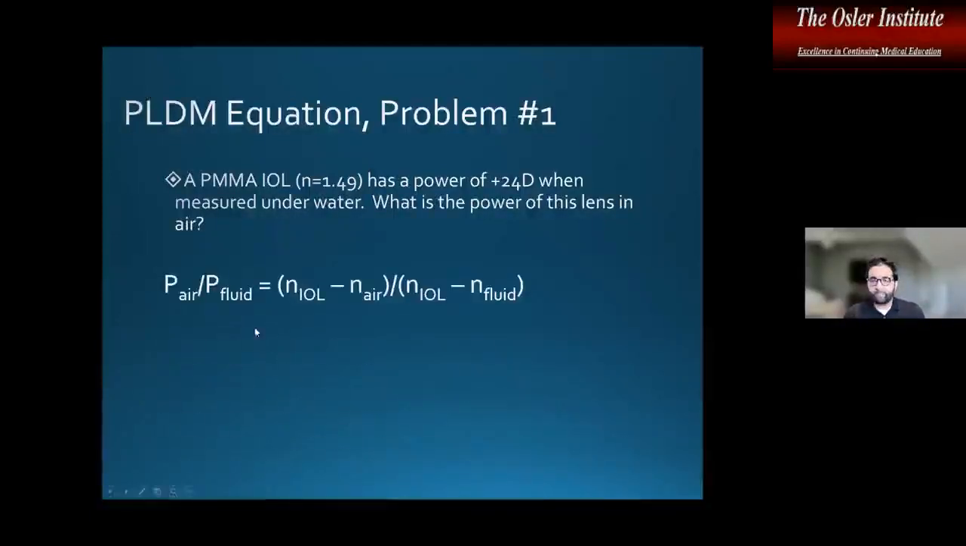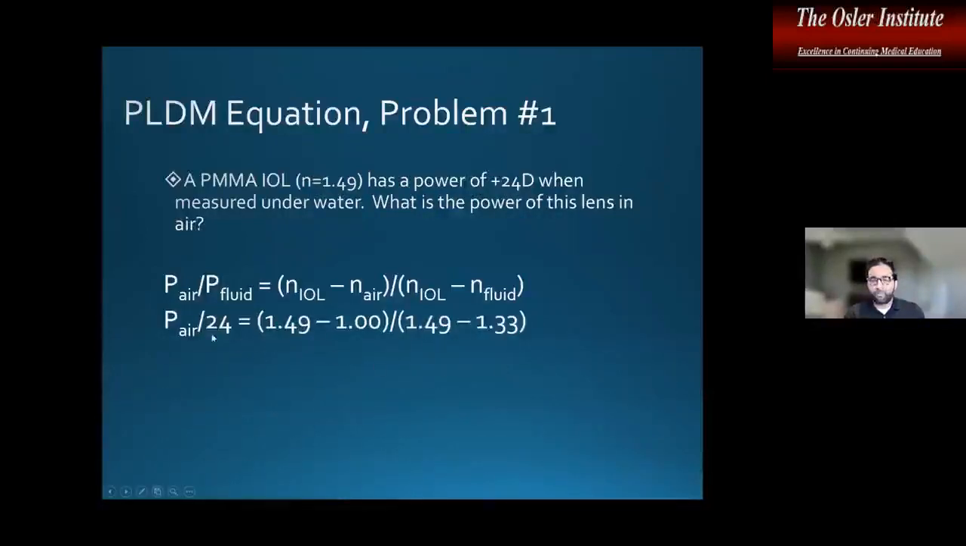So we set up the Plead-Me like this. They want us to figure out the power of this lens in air. They've given us the power in the fluid. We know the index of refraction of the IOL. We know air, that's 1.0. And we know that underwater is 1.33. So you have to memorize 1.33 as well.